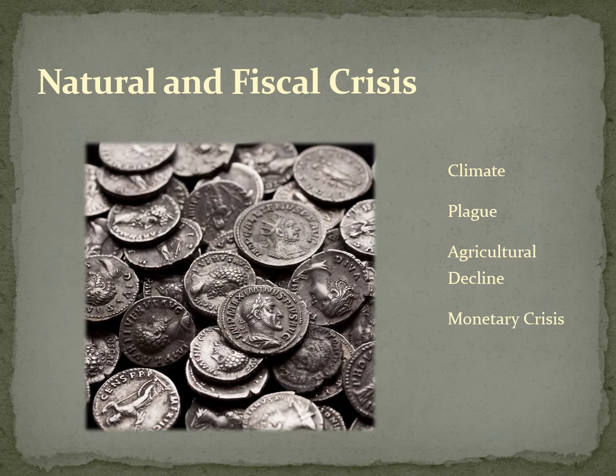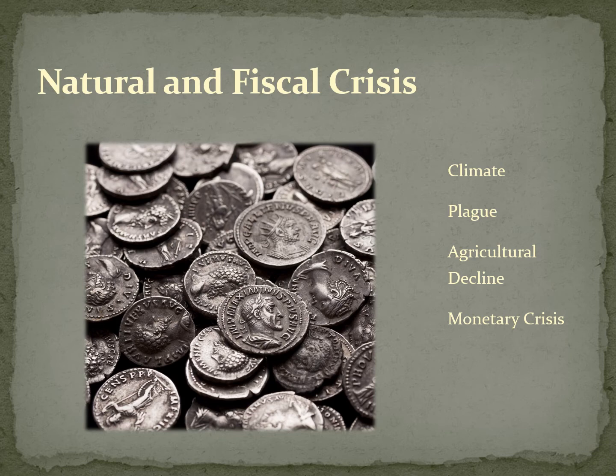And this led to our final point, monetary crisis. And again, there's fewer taxpayers. There's evidence that the Roman silver mines in Spain, where they got much of their silver, were declining, and there was less silver to be had. There were increasing expenditures. Each Roman emperor had to pay and give raises to his soldiers, and so there was just less and less silver around.